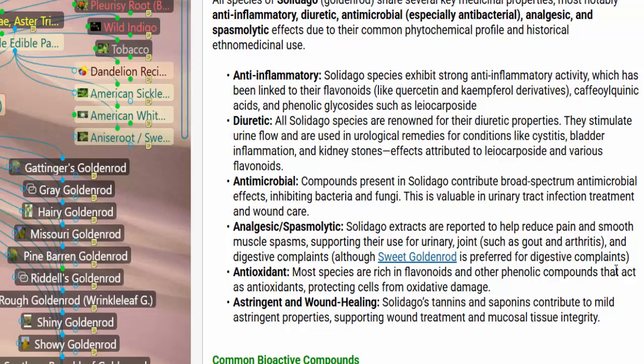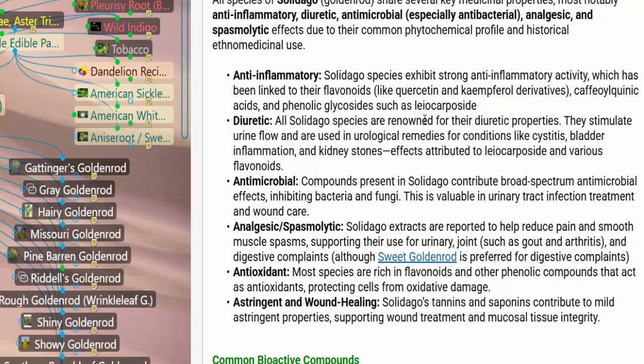As far as their anti-inflammatory effects go, it's pretty strong, and that's linked to their flavonoids, like quercetin and kaempferol derivatives. We'll get more into the constituents later. It's helpful to know the constituents in order to understand what it is that you want to extract. So these flavonoids are going to be extracted in water, meaning you're going to get them in your teas.